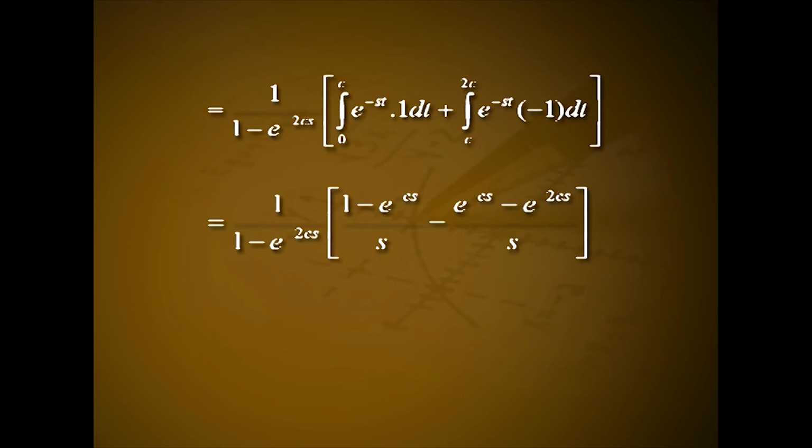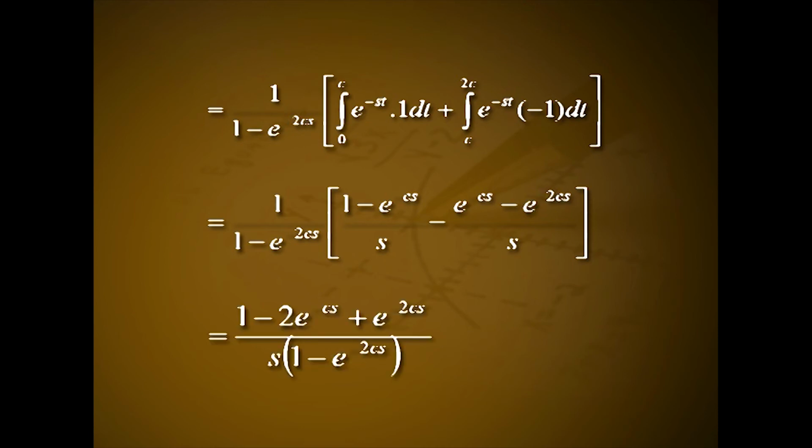That is equal to 1 divided by 1 minus e raised to minus 2cs into integral from 0 to c e raised to minus st into 1 dt plus integral from c to 2c e raised to minus st into minus 1 dt. That is equal to 1 divided by 1 minus e raised to minus 2cs into 1 minus e raised to minus cs divided by s minus e raised to minus cs minus e raised to minus 2cs divided by s. That is equal to 1 minus 2 e raised to minus cs plus e raised to minus 2cs all divided by s into 1 minus e raised to minus 2cs.